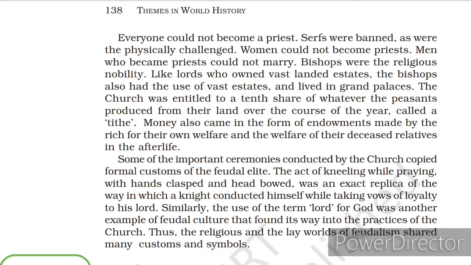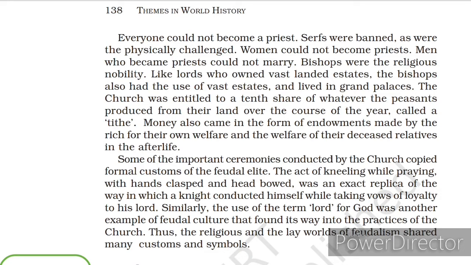Another thing is that it is said that endowments were made by the rich people. Now, these endowments mean some kind of rule, some kind of regulation, some kind of demand being made by the rich people, and this is made so that the life of the rich people will become more pleasant even after their death, right? So it is written so nicely that endowments were made by the rich for their own welfare.